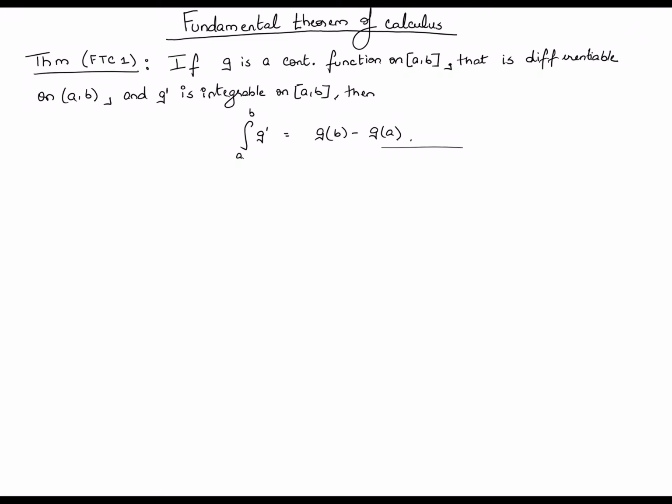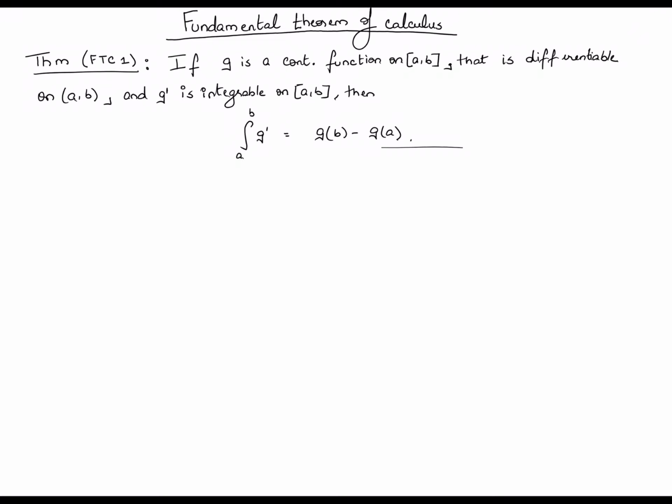Right? So suppose that you have g, which is a continuous function on [a, b], which is differentiable in such a way that g prime is integrable. Okay, so which means you have a function which is differentiable and has an integrable derivative, right? If that's the case, then the integral of g prime from a to b is simply g of b minus g of a. Okay, so if you look at the left hand side here, you are basically looking at the integral of the derivative of g.